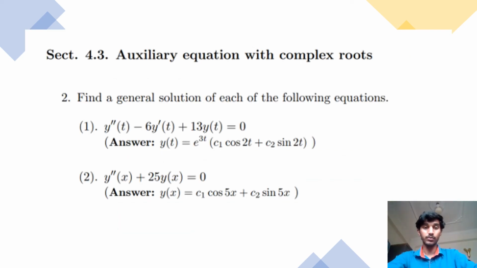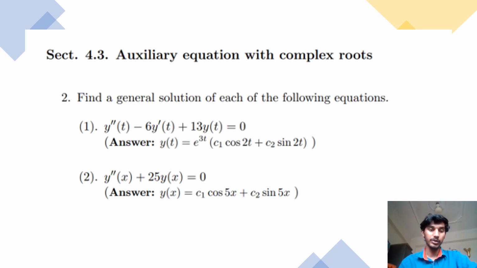Here we have an example for an auxiliary equation with complex roots. Y double dash t minus 6y dash t plus 13y of t is equal to 0. For that, we get the answer y of t is equal to e to the power of 3t into c1 cos 2t plus c2 sin 2t.